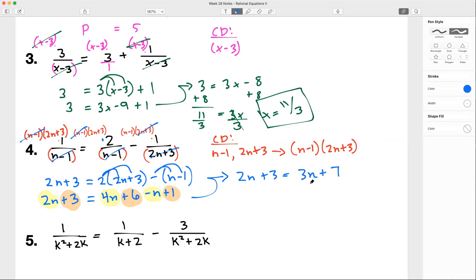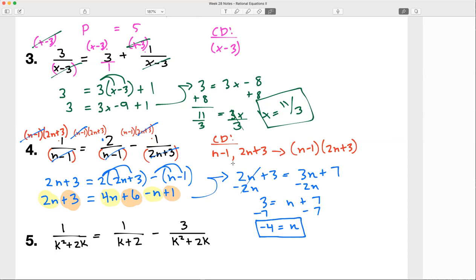Okay, so just messing with the right-hand side. Now, I'm going to take the 2n and subtract it on both sides, making it go off of that side, and I've got n plus 7. And then I just subtract 7, you get negative 4 equals n, and that is your answer.